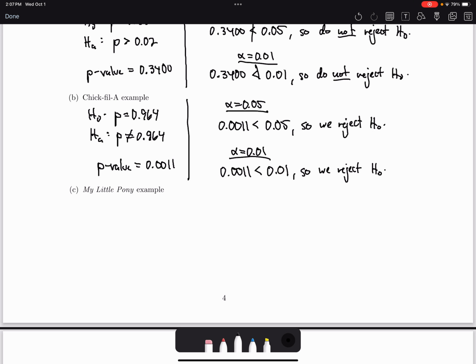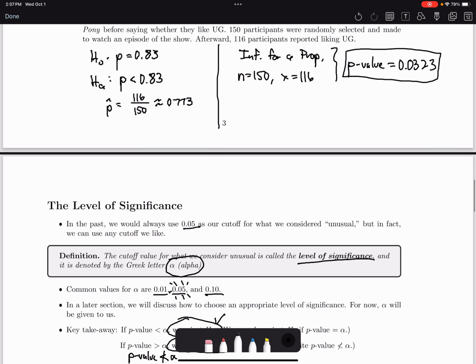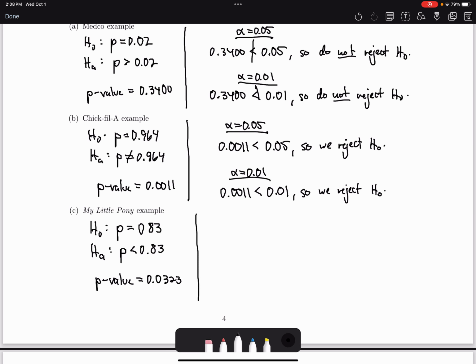All right. Go ahead and give the video a pause and see if you can make a decision for part C. Okay, here's my solution. I think we get a different result depending on the level of significance that we use. But for the My Little Pony example, P was 0.83, and our p-value is 0.0323. Okay. So then let's talk about our decisions, right?